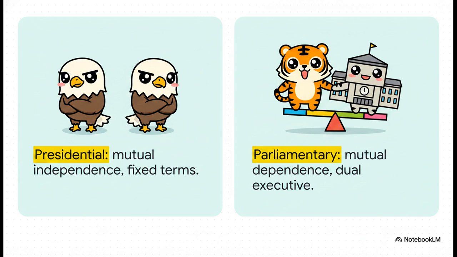Dr. B.R. Ambedkar, the chief architect of India's constitution, directly countered that US-style independence. He famously argued that while the US system offers more stability, the parliamentary system offers vital daily accountability. The government can literally be ousted at any moment by a vote of no confidence.